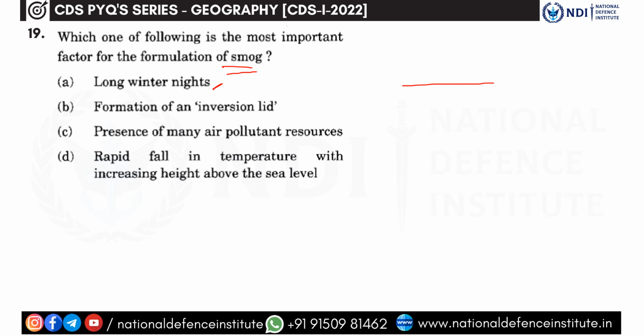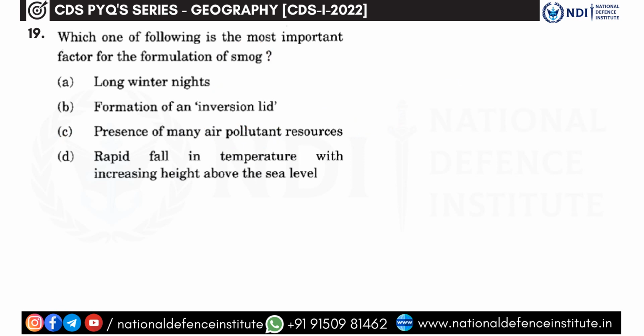Not smog, for fog. Formation of an inversion lid, of course, is also aiding you to make the fog. The presence of many air pollutant sources is the one which brings you smoke. The smoke gets mixed with your fog and makes your smog. So obviously the answer is this one. Rapid fall in temperature with the increasing height level. No, that is not the one. So this is the actual answer. All right. Next one.